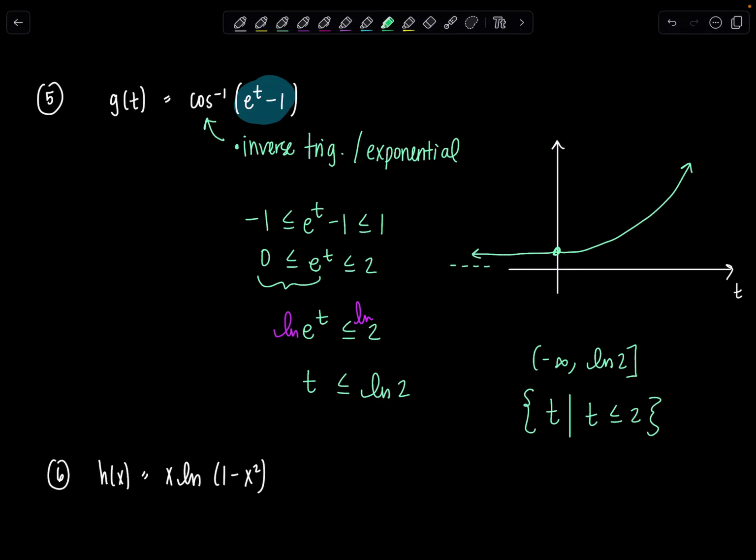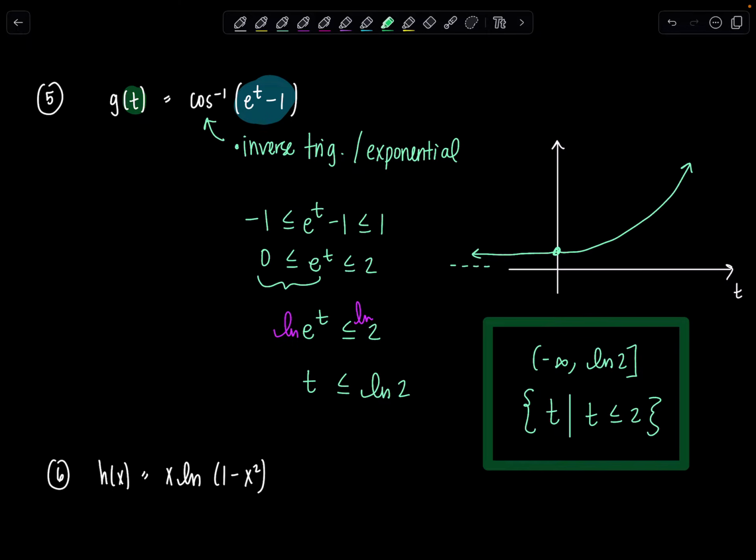Make sure you are precise. Like if there's t's here, don't switch to x's. You have to honor the variable of the function. It's like its name, you know. Don't change its name unless it gives you permission. Okay.